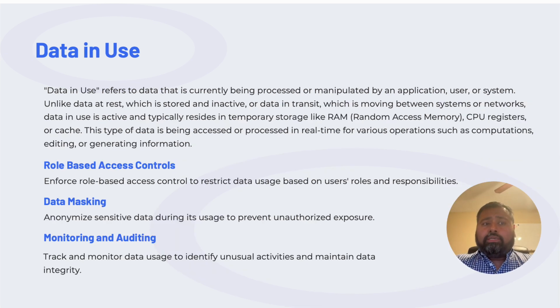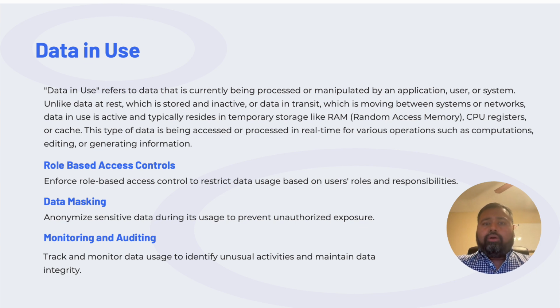Now, moving on, the second state of data is data in use. Data in use means data which is used for computations, editing, or generating information. This type of data is either getting processed or is getting manipulated by an application, user, or a system. Usually, this data is stored in temporary storage like random access memory, RAM, CPU registers, or cache.